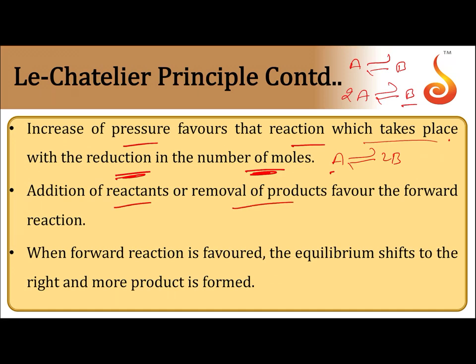Addition of reactants or removal of products favors the forward reaction. When the forward reaction is favored, it means that equilibrium shifts to the right side and we get more amount of product. That is the meaning of saying the forward reaction is favored.